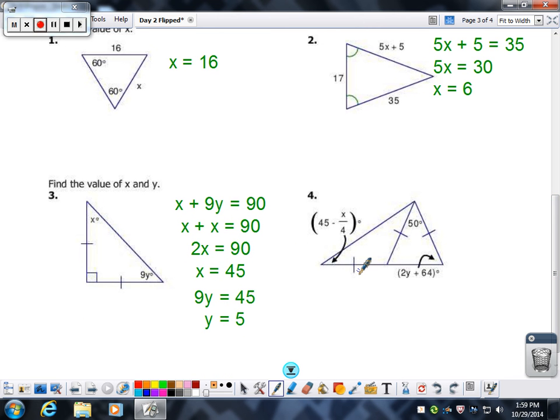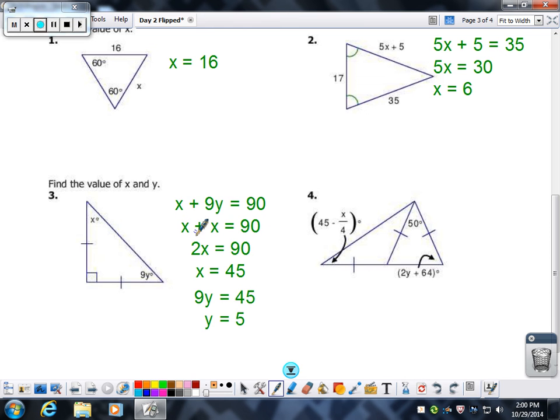Down here at the bottom, for number 3, find the value of x and y. It tells us that the legs are congruent. When we know the legs are congruent, we know the two base angles are congruent. So x and 9y, although they have different variables, can be substituted in for one another. We know that this is a 90-degree angle, so the rest of the triangle has to equal 90 degrees.